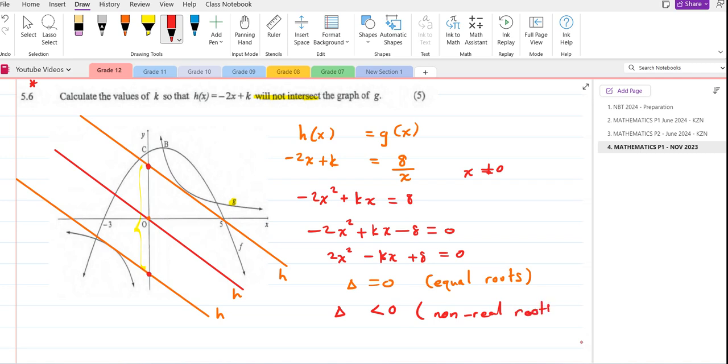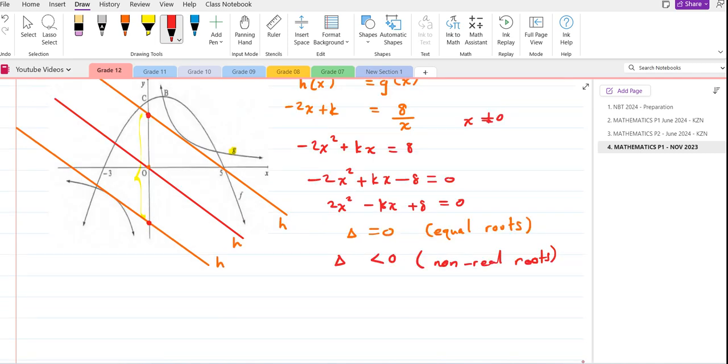So let's see. What's delta? b squared minus 4ac is less than 0. So b squared is minus k all squared, minus 4, where a is 2 and c is 8, less than 0.